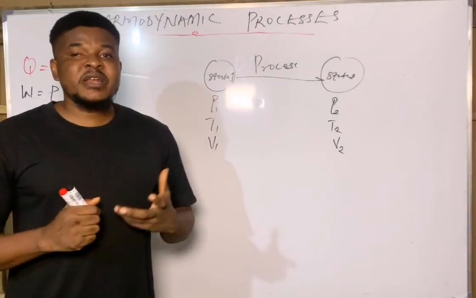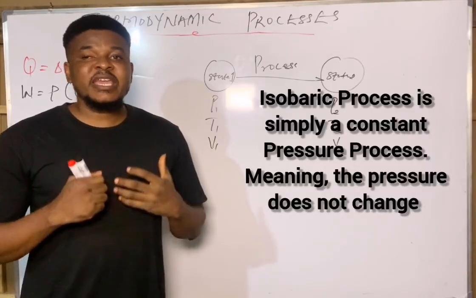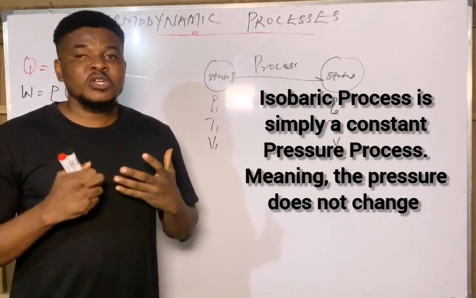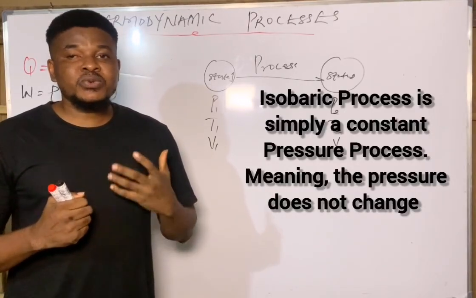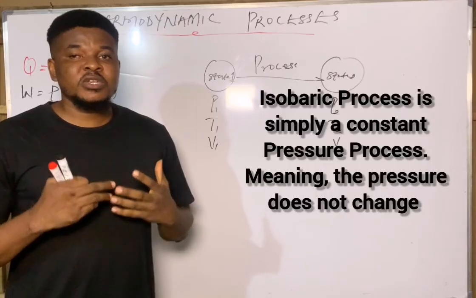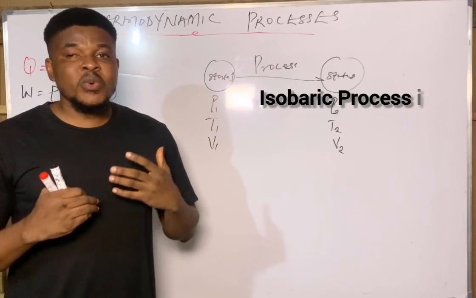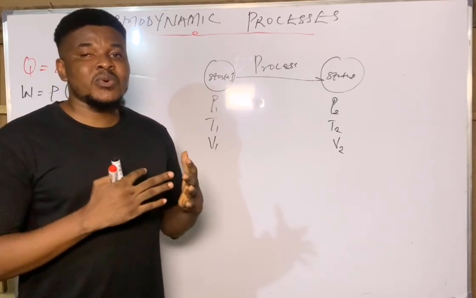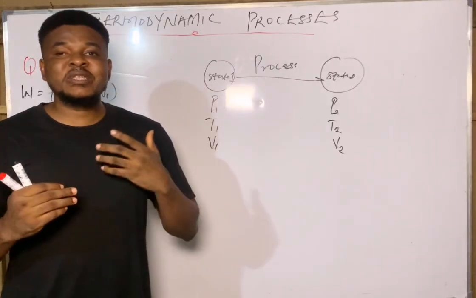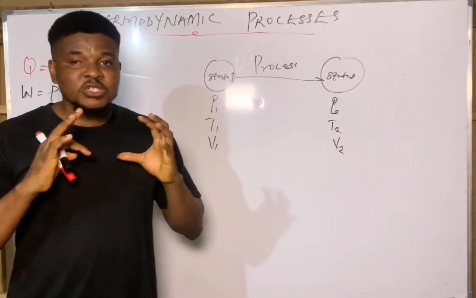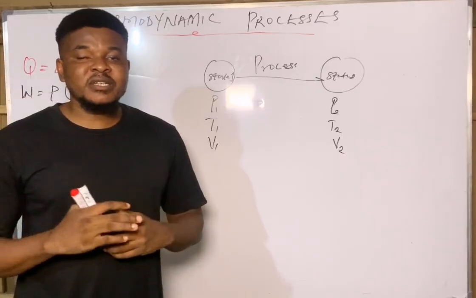Now, an isobaric process is simply a process in which the pressure does not change, which simply means that the pressure is constant. So when a system undergoes a change from one state to another state without a change in pressure, such a process is called an isobaric process.